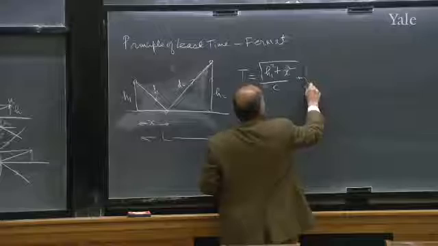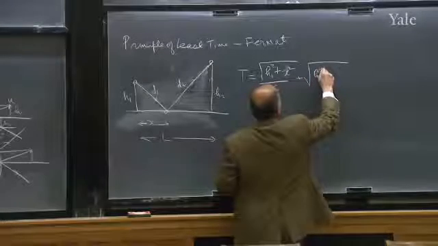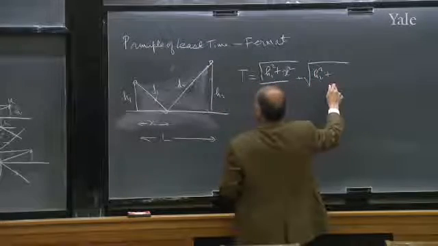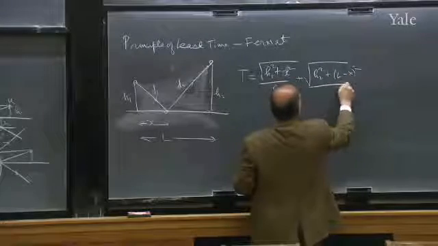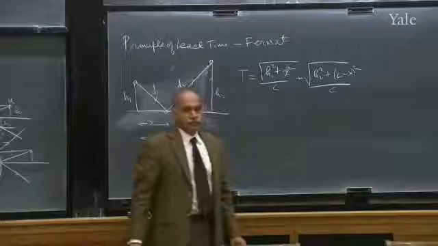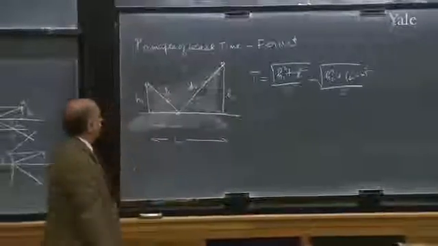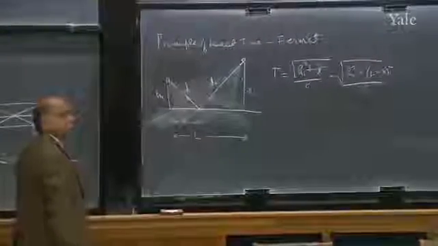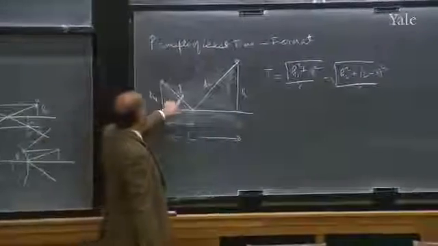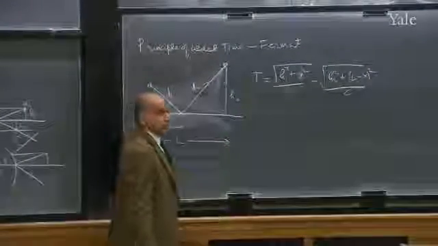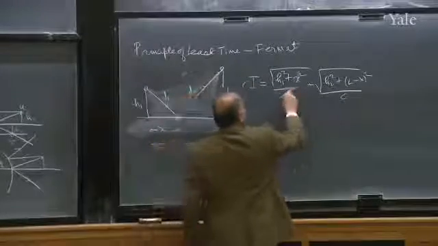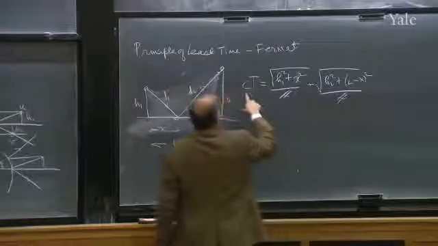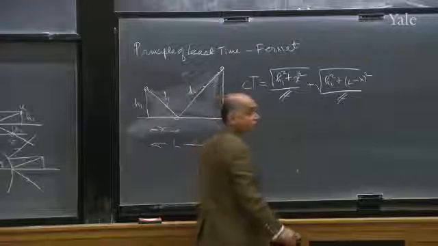square root of h1 square plus x square divided by c plus square root of h2 square plus L minus x square divided by c, just from Pythagoras theorem, right? It's d1 over c plus d2 over c. So let's multiply everything by c. That doesn't matter. Whether you minimize ct or t, it doesn't make any difference.